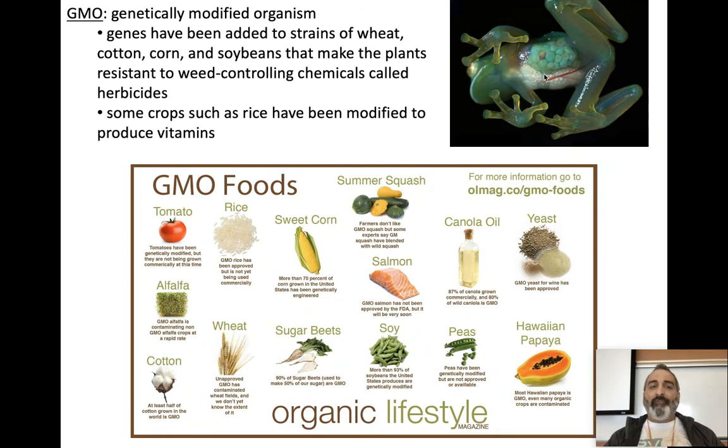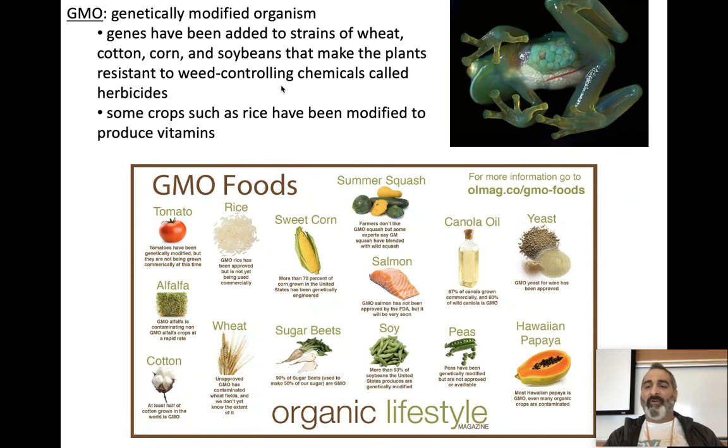What have we done to foods? Well, we have genetically modified a lot of foods to make their own pesticides, actually. A lot of foods are created so that they can produce a pesticide so that insects don't like them, and they make their own chemical pesticides. A lot of them are genetically modified to be resistant to weed controlling chemicals. So why would we want to make something resistant to weed?